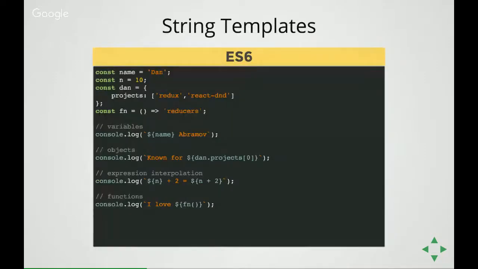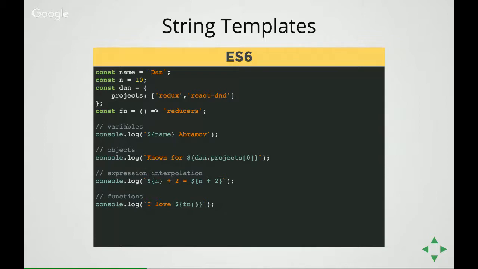In ES6, it's much easier. If you look at the first console log statement, I can just surround the variable with a dollar sign and curly braces, and it gets interpolated inside the string. Now, the string templates are in backticks. That's what denotes a string template versus a single quote or a double quote. We can also do the same thing for accessing properties on objects, as well as arrays, which you can see in the second console log.